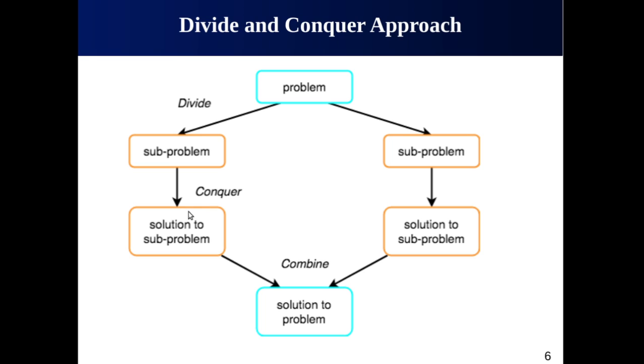Once you solve the subproblems, the final step is to combine the solutions of the subproblems to form the solution for the main problem. So here you can see we solve the main problem, but not directly. First we divide the problem into subproblems, then we solve the subproblems recursively, and finally we combine the solutions. So these are the three main steps of the divide and conquer approach.